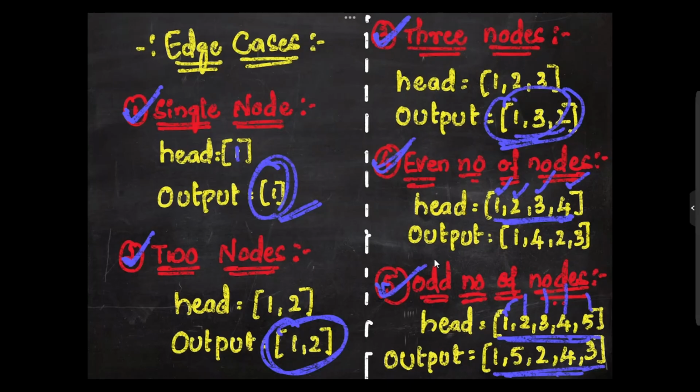So these are the 5 edge cases that we need to keep in mind. First one is for single node, second one is for 2 nodes, third one is for 3 nodes, fourth one is for even number of nodes, and fifth one is for odd number of nodes.